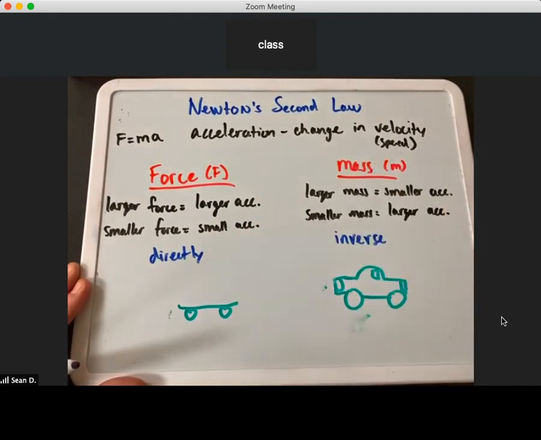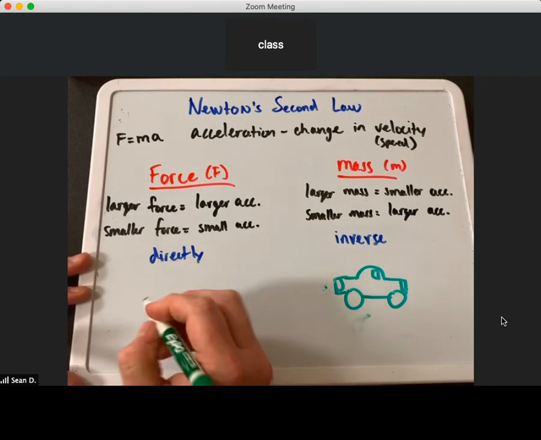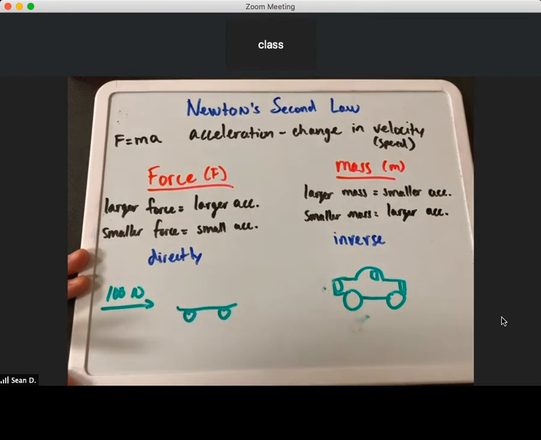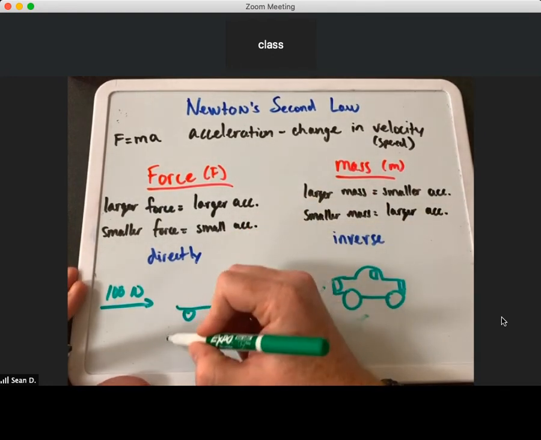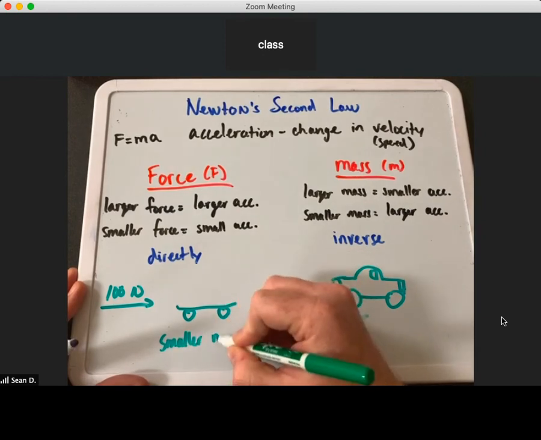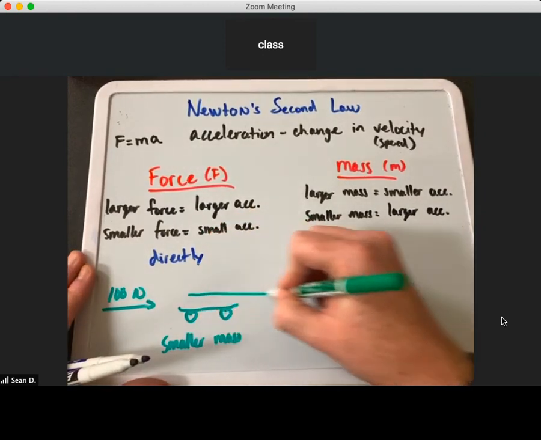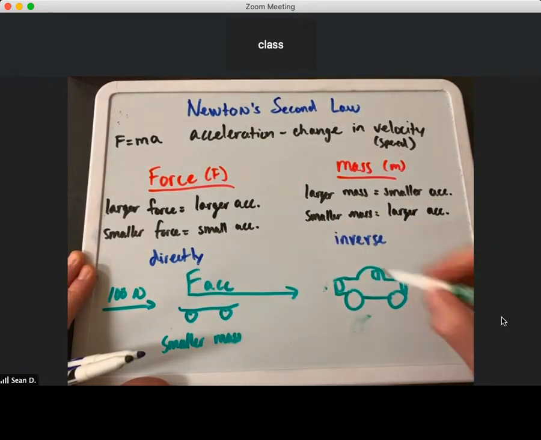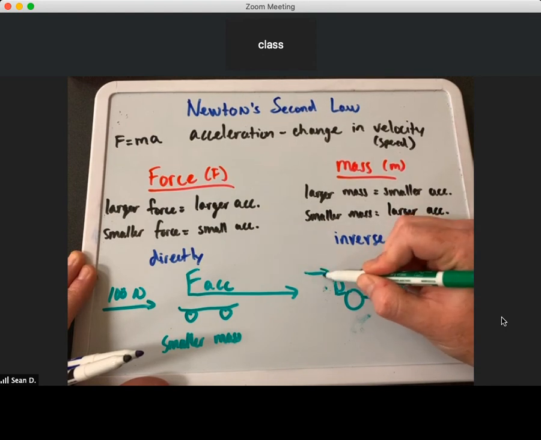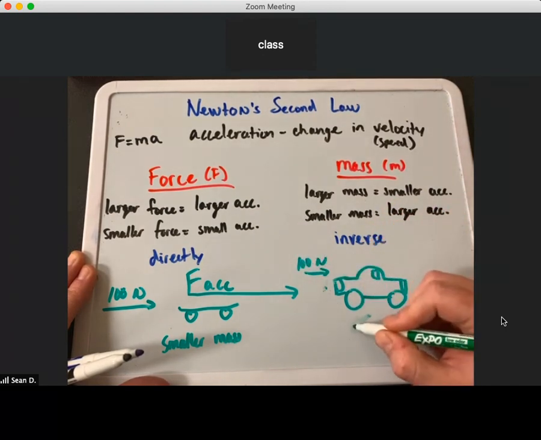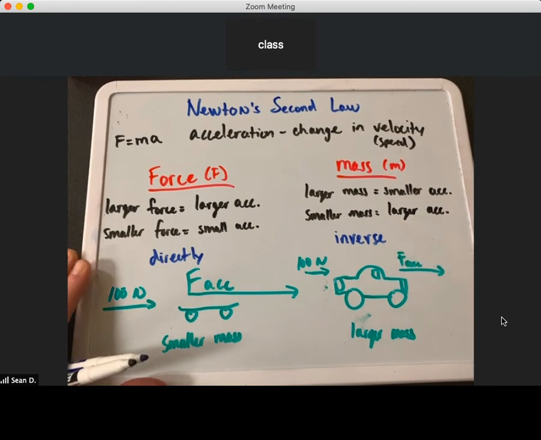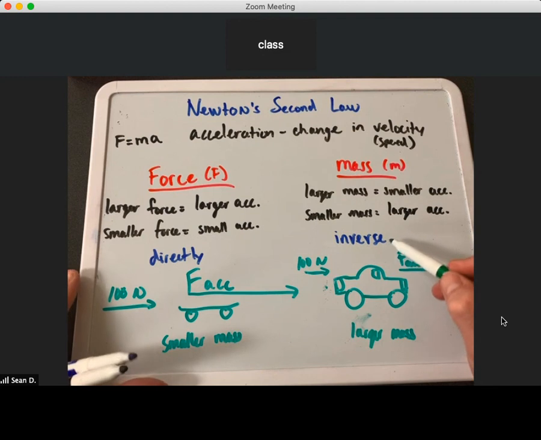If, let's say, I applied a force of 100 newtons, so a relatively large force, we look at the mass of the skateboard, it's a smaller mass compared to the car, its acceleration is going to be much larger. If I applied that same 100 newtons here to my car, since the mass is larger, its acceleration is not going to be as large when compared to the skateboard. And that makes sense based on the inverse relationship.